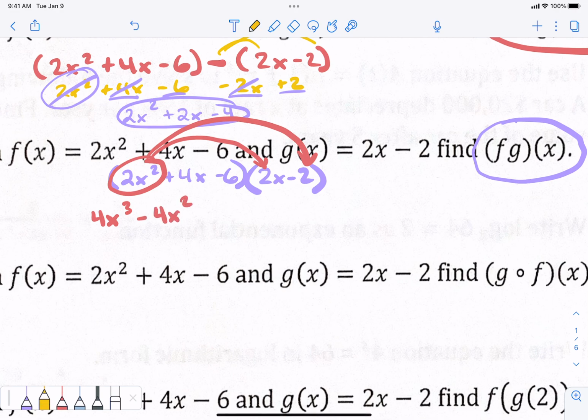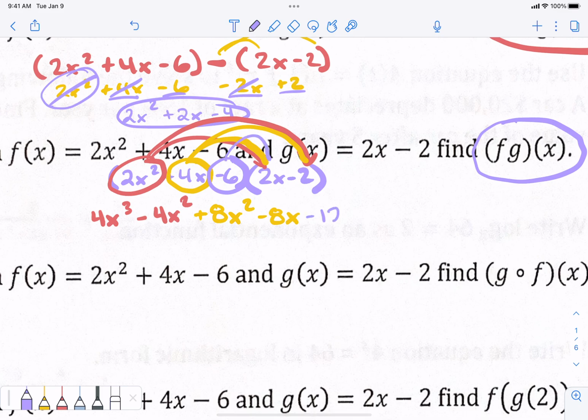Okay, then I'm going to start with the 4x right here, and I'm going to multiply him by 2x. That makes plus 8x squared. Okay, then 4x times negative 2 is minus 8x. Okay, then I start with the 6. Negative 6 times 2x is negative 12x. And negative 6 times negative 2 is plus 12.